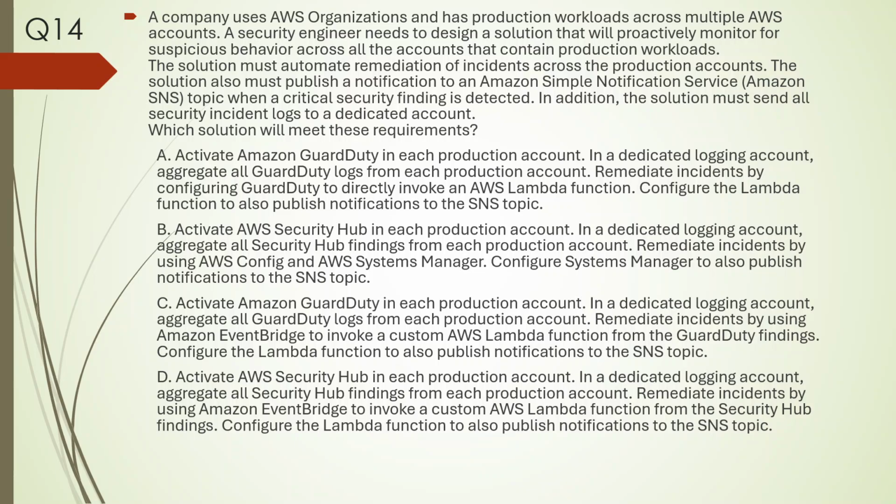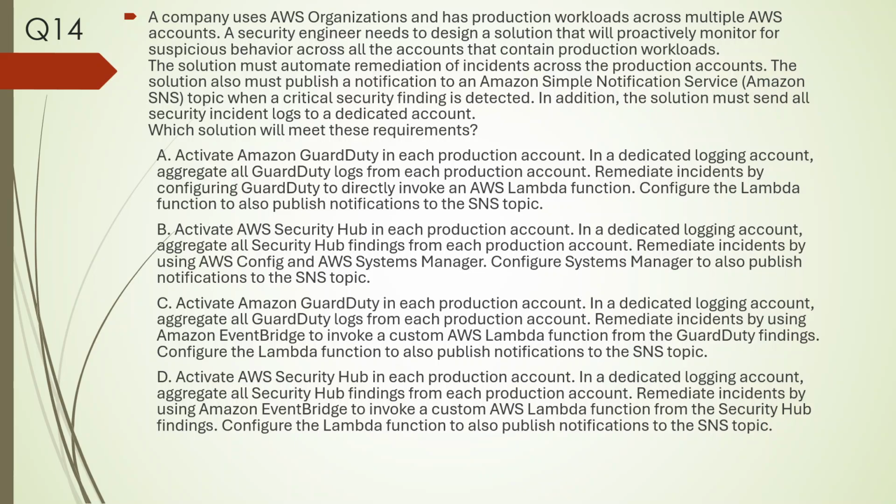Well, we need to use, I think the correct answer is C. Amazon GuardDuty in a dedicated logging account aggregates all GuardDuty logs from each. Remediate the incident by using Amazon EventBridge and invoke a custom AWS Lambda. So either we use Security Hub or GuardDuty, but I think we need to use GuardDuty, I don't know which one we are going to use.